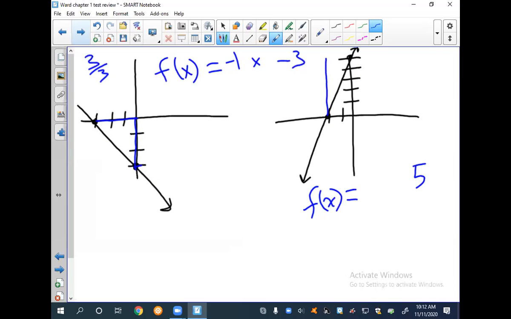So I go up 5 and over 2. So would it be positive 5 over 2 or negative 5 over 2? Boom. Is that function notation? What's this crazy thing called? What if it was this? What would you call that? V of x. Cool.